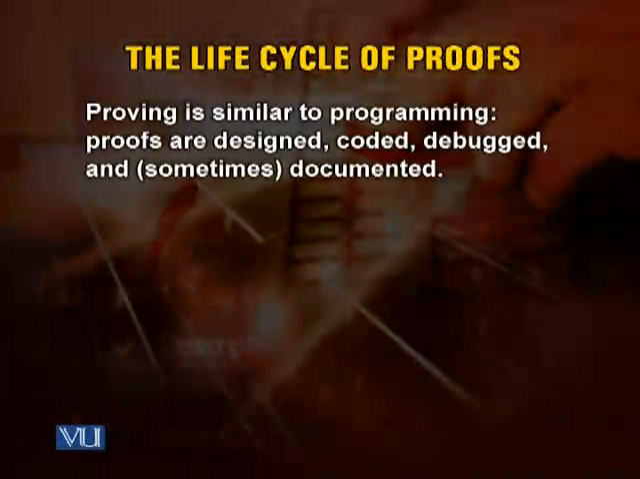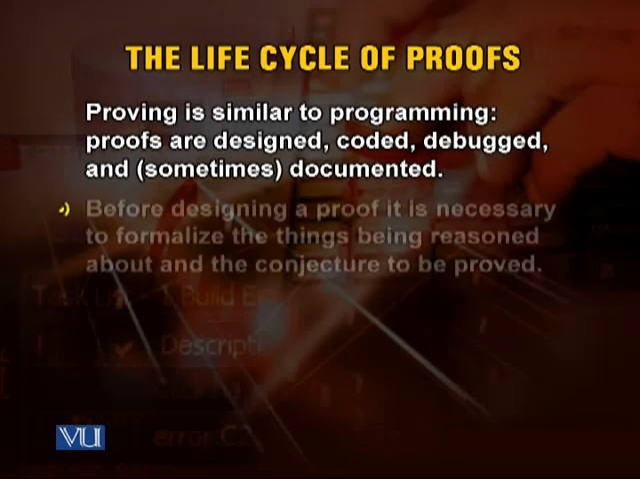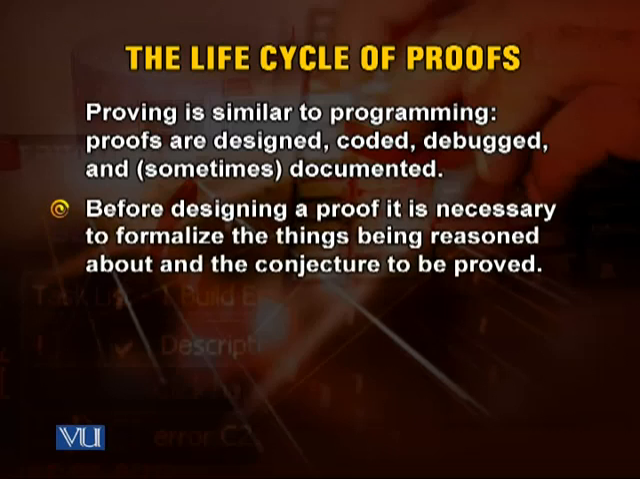ये हम देखेंगे अभी थोड़ी देर में कि ये कैसे इस्तेमाल हो रहा है। The life cycle of proofs. Proving is similar to programming. Proofs are designed, coded, debugged, and documented. Before designing a proof, it is necessary to formalize the things being reasoned about and the conjecture to be proved. Now, once again, the proofs here are actually written. So it is not kind of automatic proofs. So just like you write your program or specification or whatever, उसको आप analyze करते हैं, design करते हैं, and then you write it and then you debug those proofs.